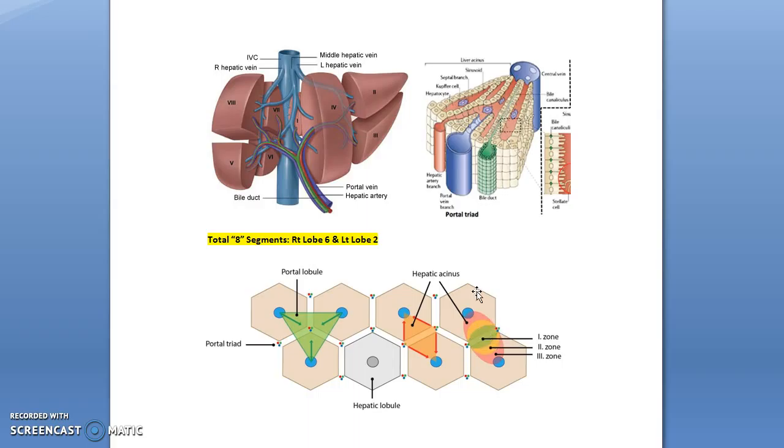This is the liver acinus again, central vein in the middle, and at each angle there's a portal triad of a bile duct branch, portal vein branch, and hepatic artery branch. The blood flows from the portal vein and the hepatic artery toward the center of the liver acinus to drain into the central vein, while the bile collects from the liver cells, the bile canaliculi, to drain into the bile ducts in the opposite direction.